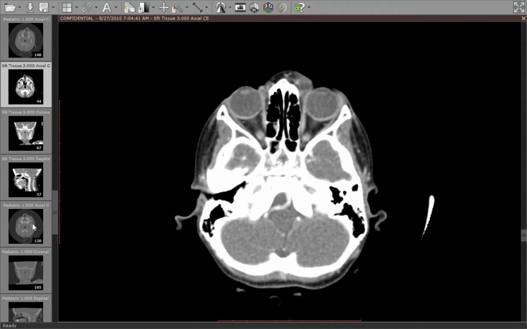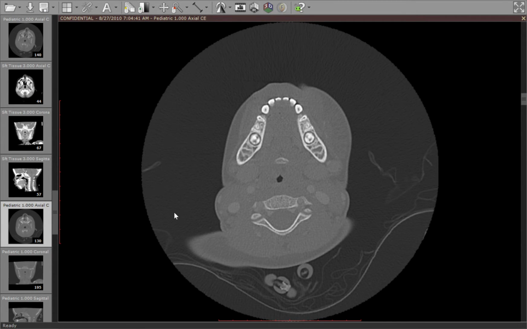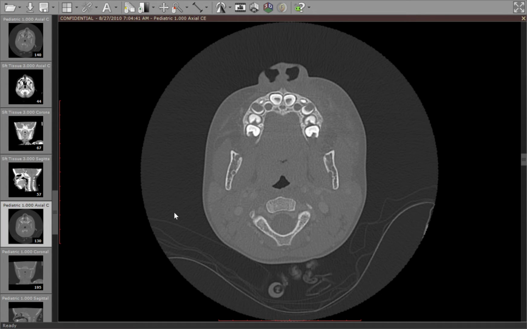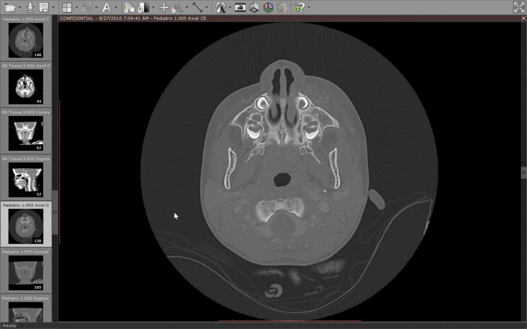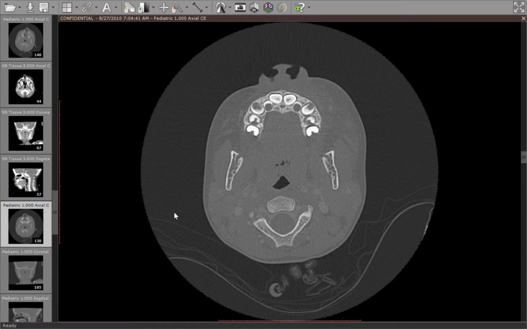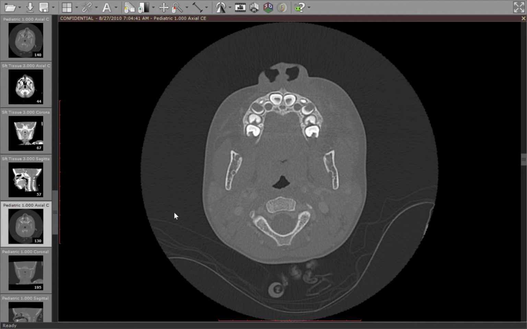So again, his complaint was tooth pain. So let's look at the teeth. And in kids, there's primary teeth and there's permanent teeth. And the permanent teeth are often developing deep and lingual to the primary teeth. And they develop in these bony crypts.